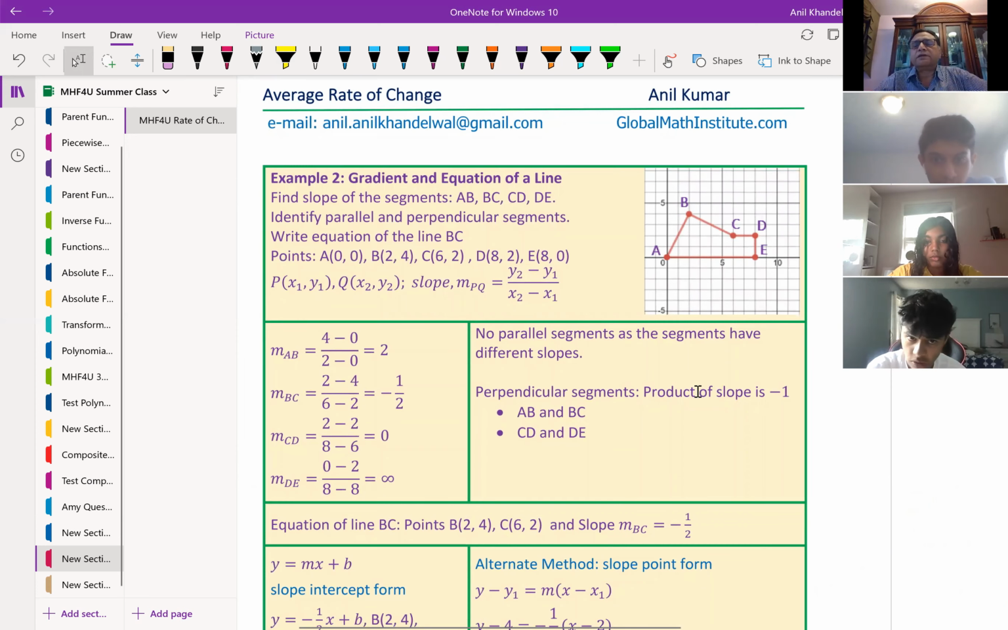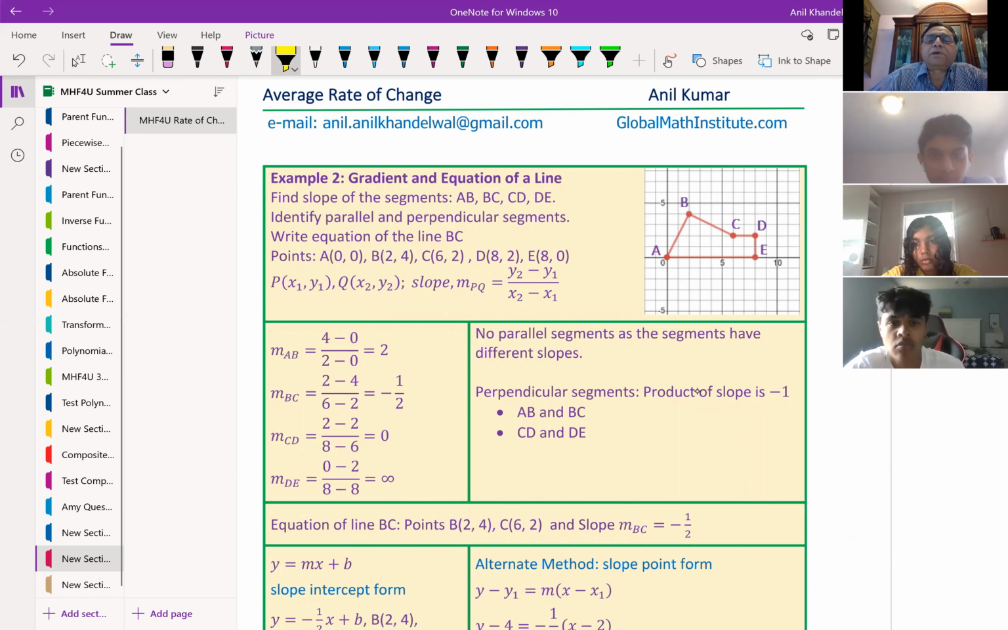So we have a figure which shows some positions A, B, C, D, and E. Now the question here is, find the slope of segments AB, BC, CD, DE. Identify parallel and perpendicular segments. Write the equation of line BC. And we have just written all the coordinate points of A, B, C, D. Now, how do you find the slope? Very simple example. You have been doing so many times. So a quick review.